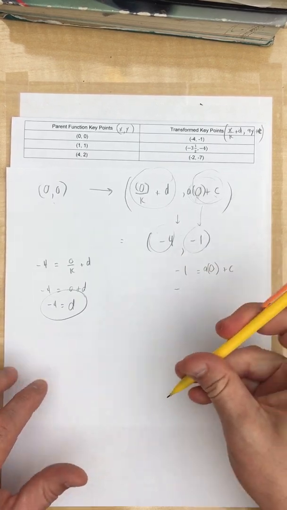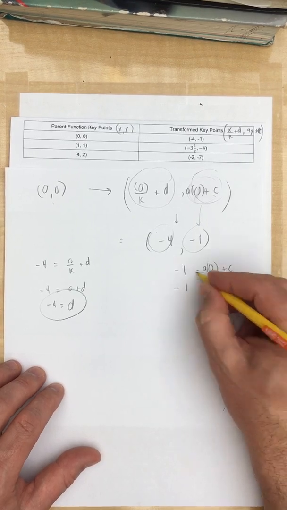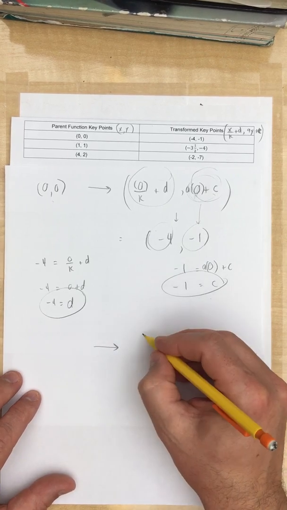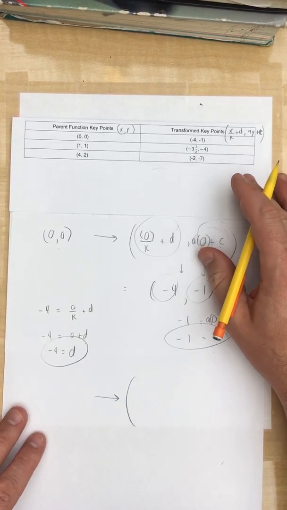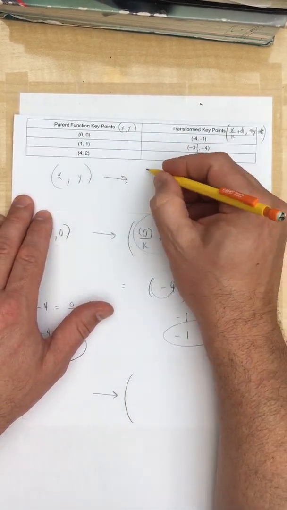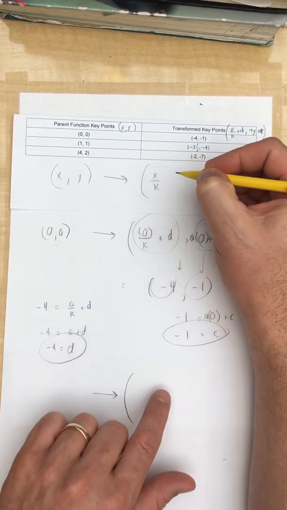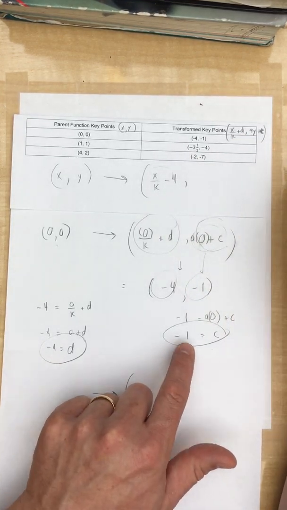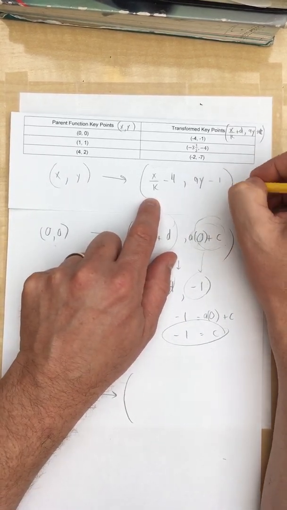So -1 is equal to a times 0, which is 0, plus c, which is just c. And c is equal to -1. Okay, so now we have something to go by. Now we know my original formula, x, y transforms to, still don't know k, but we know plus d is -4, comma, and then we know the -1 as well. So we don't know a, but we do know c is -1.